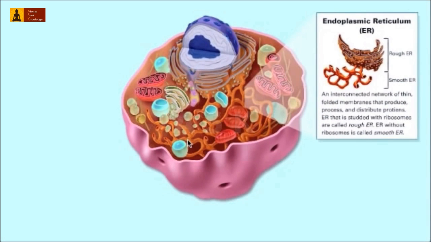Now let's look at the endoplasmic reticulum, ER: rough ER and smooth ER, an interconnected network of thin folded membrane that processes and distributes protein. ER that is studded with ribosomes is called rough ER. ER without ribosomes is called smooth ER. Smooth ER is useful to digest drugs and alcohol, and it is used in the liver.